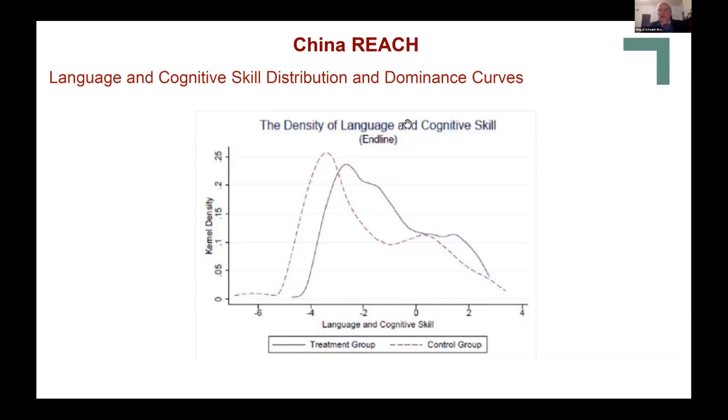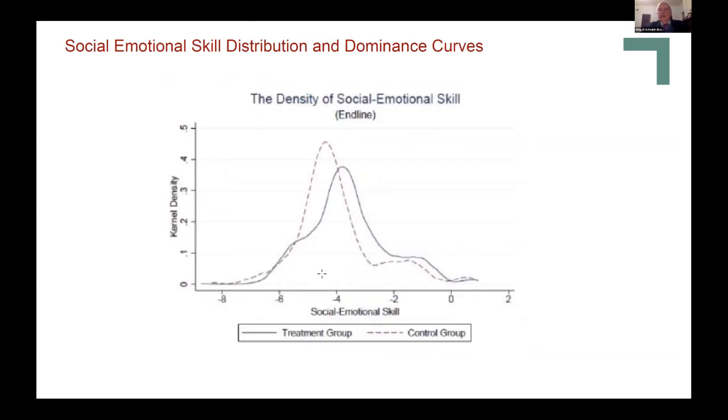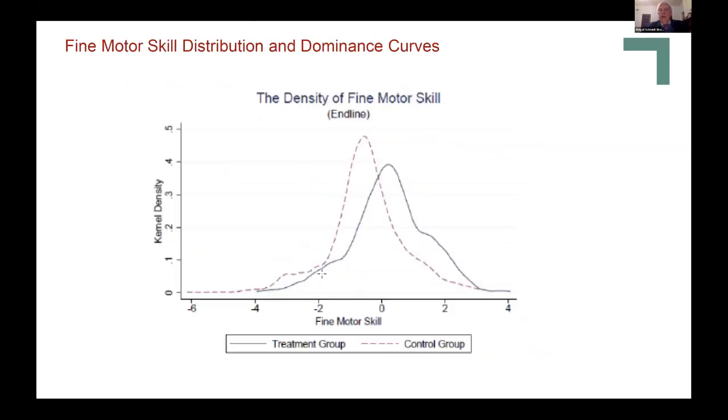So what we found, though, when you look at these children, there's an advanced level of cognitive and language skills. We see enhanced social and emotional skills. We see enhanced fine motor skills. And therefore, we see a very effective program.